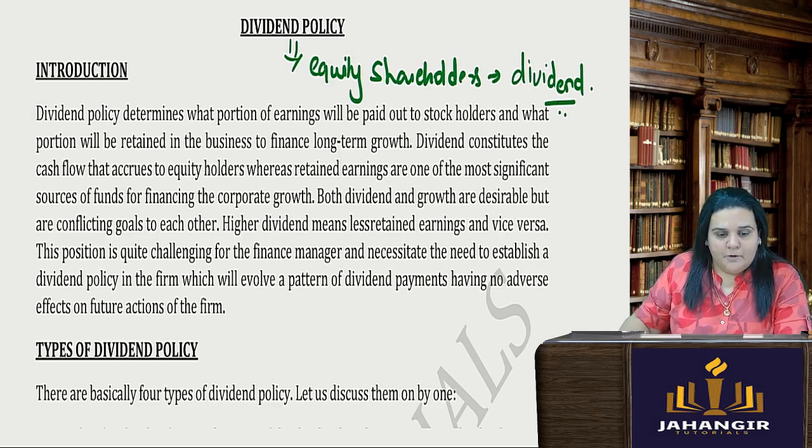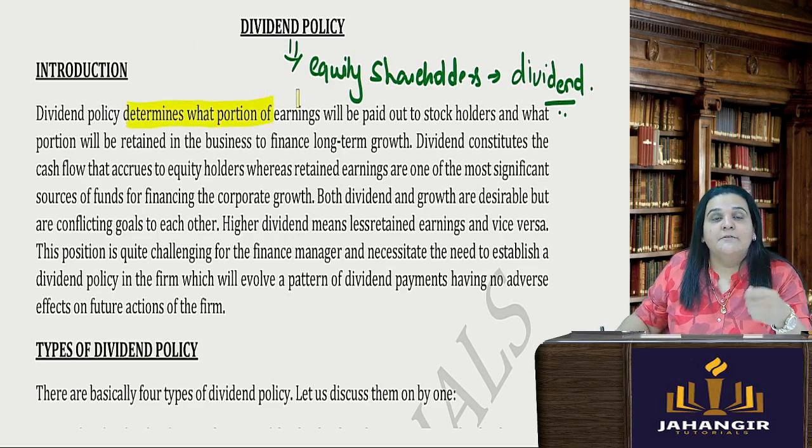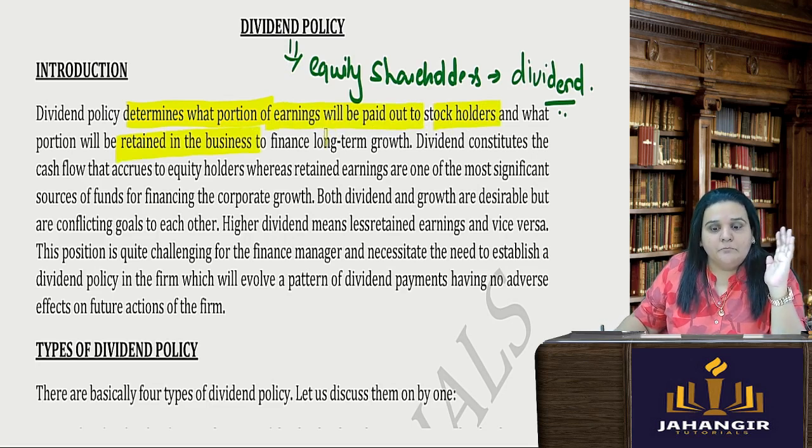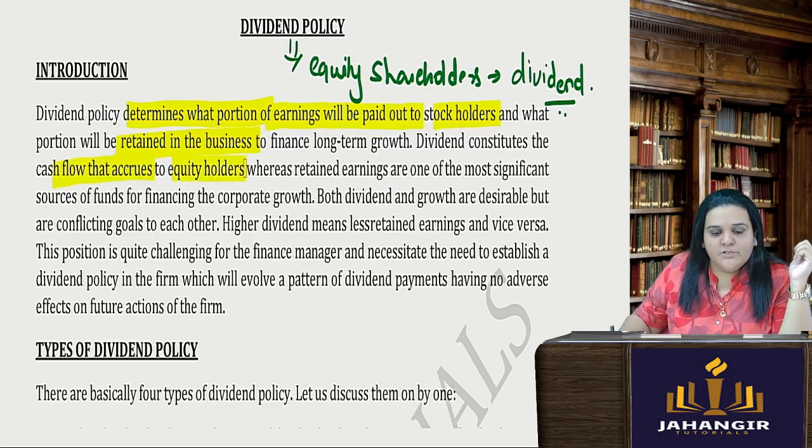The policy determines the dividend payout ratio, what portion of earnings will be paid out to the stockholders and what portion will be retained in the business. So it has to be as per that policy. Dividend is nothing but distribution of profit. Dividend constitutes cash flow that accrues to equity shareholders, whereas retained earnings are one of the most significant sources for financing the corporate growth.